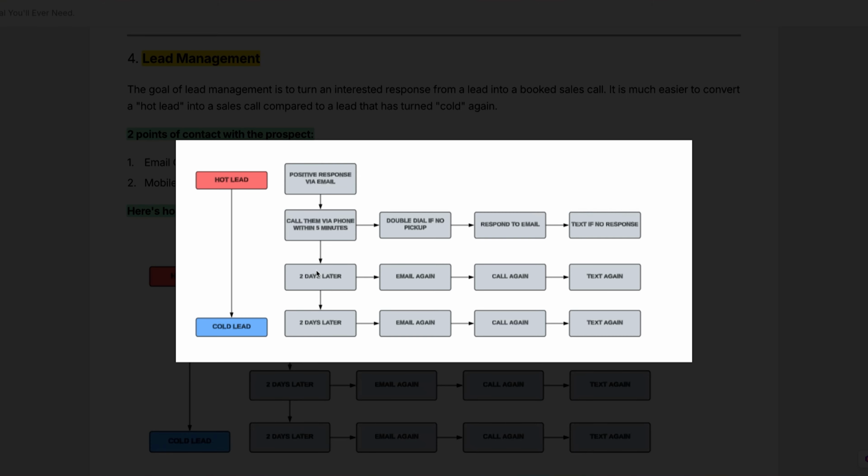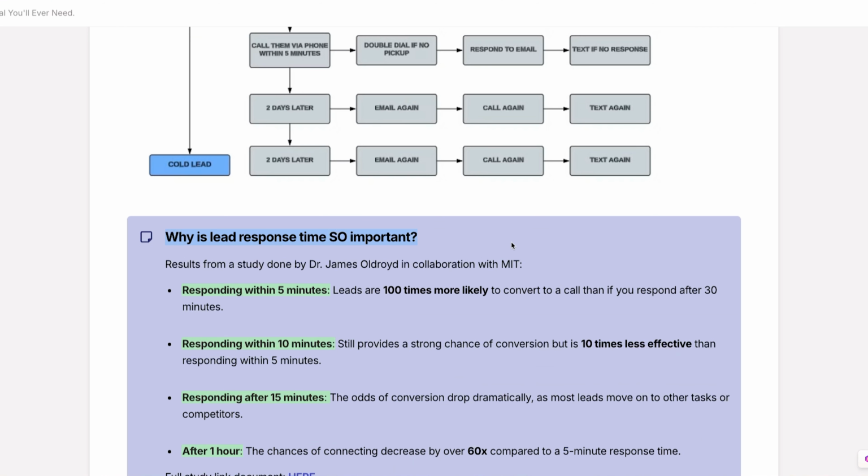Then after that, we follow up every 2 days for a whole month until they either say, yes, I'm interested, let's get on a call, or if they say, I'm not interested. The moment that they say they're not interested, they will never get an email again unless we run a reactivation campaign in a few months. So that's that. Why is lead response time so important?